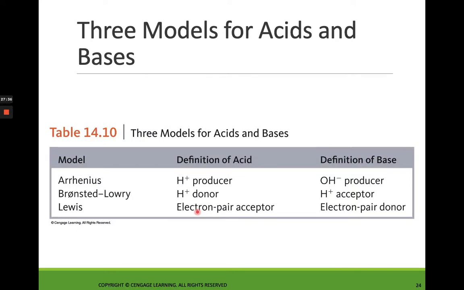Okay, so in summary, here are our keywords. So for Arrhenius, an acid is an H plus producer, while a base is a hydroxide ion producer. According to Bronsted-Lowry, an acid is an H plus or a proton donor, while a base is a proton acceptor. And for Lewis, an acid is an electron pair acceptor, EPA, and a base is an electron pair donor. All right.